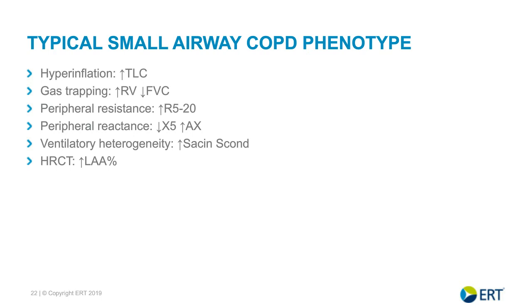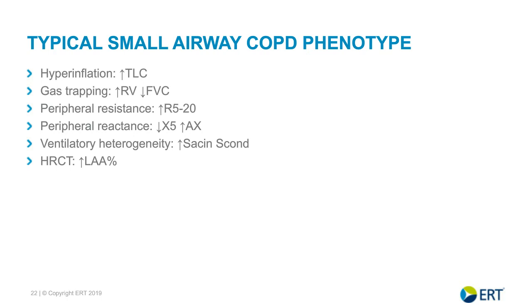They'll have a high peripheral area resistance. They'll have a high reactance area and a low reactance at 5 Hertz. And if you do nitrogen washouts, you'll notice that there is evidence of ventilation heterogeneity. And if you do a high-resolution CT scan, they'll have a higher proportion of low attenuation area. That's a typical phenotype, if you like.